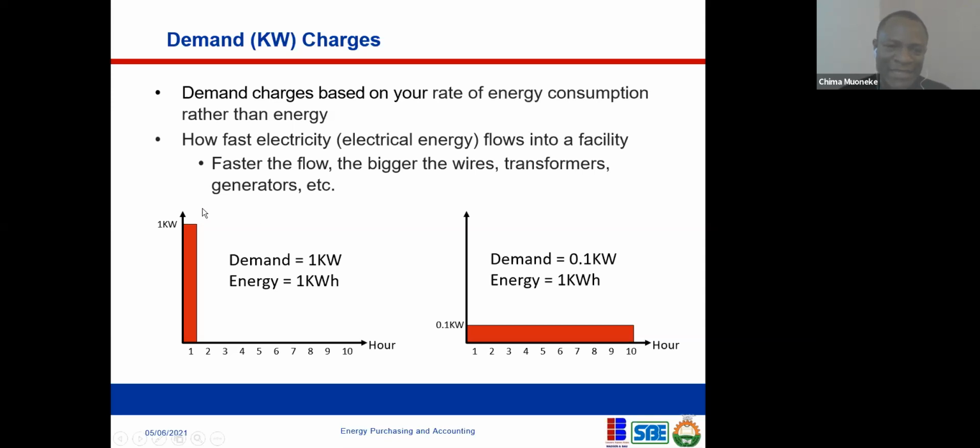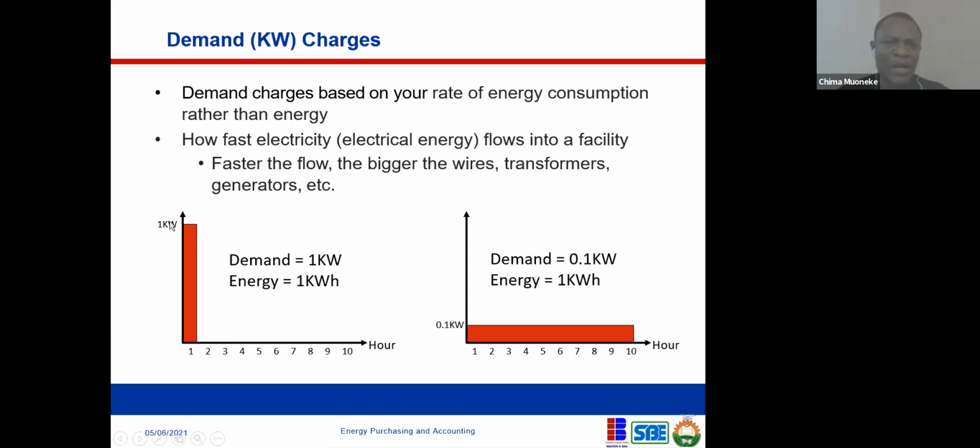Because when you're running everything at the same time, it means they will have to build a higher capacity of generator to support your load, right? They have a limited capacity of generator. And if you make them build a very high capacity of generator, what guarantee do they have that you're going to keep on consuming 1 kilowatt?